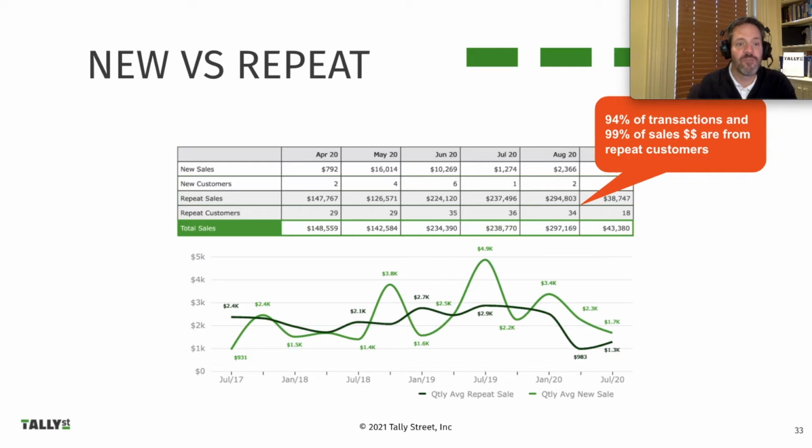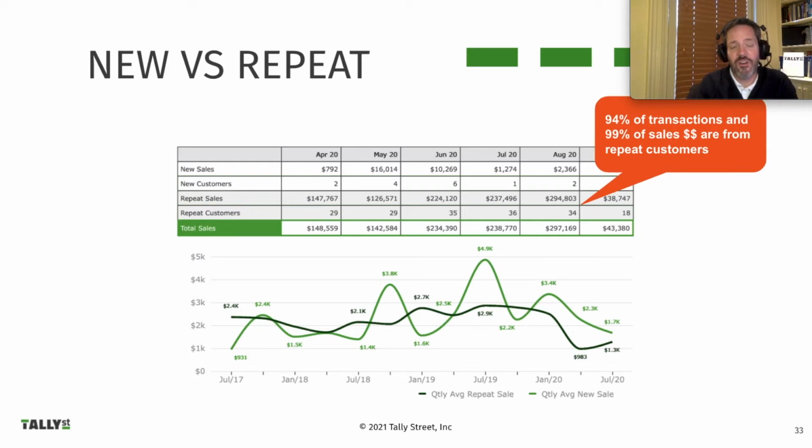In this particular demo, we see that 94% of transactions were to repeat customers, and they contributed 99% of sales over the same period. And we can see how that's changed over time. For new sales, we had a nice spike in May and June, but it's consistently been in the $1,000 or $2,000 range. Repeat sales, however, have been on a wonderful upward trend in this short table, growing from around 150,000 back in April to close to 300,000 going into the fall.